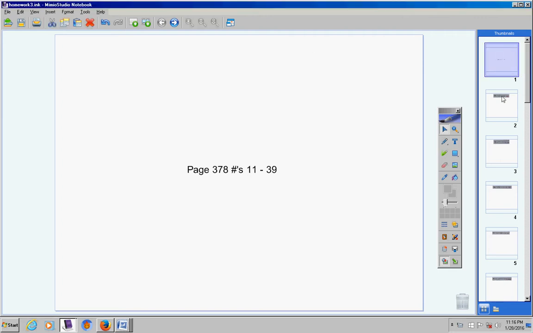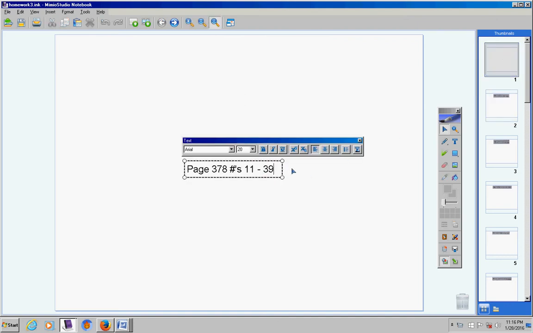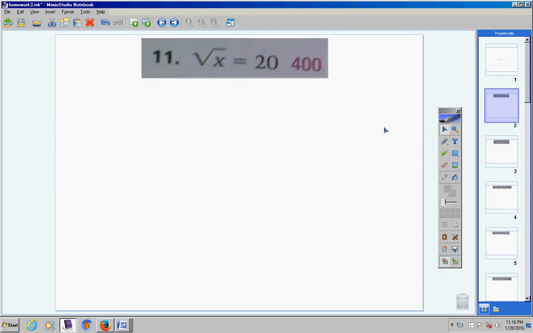Let's go ahead and jump right into this. It's 11 through 39 odd. I don't have a keyboard here, but 11 through 39 odd. Here we go. Alright, problem number 11.